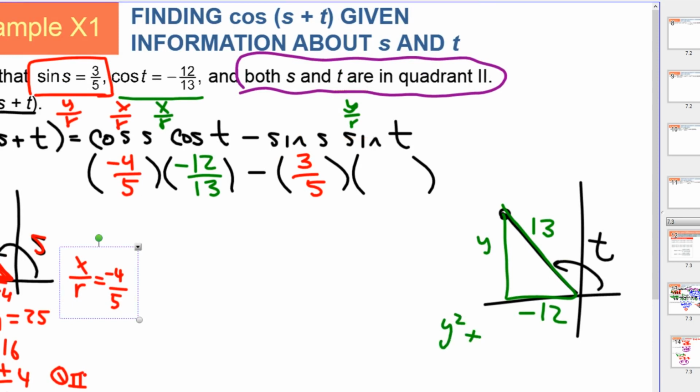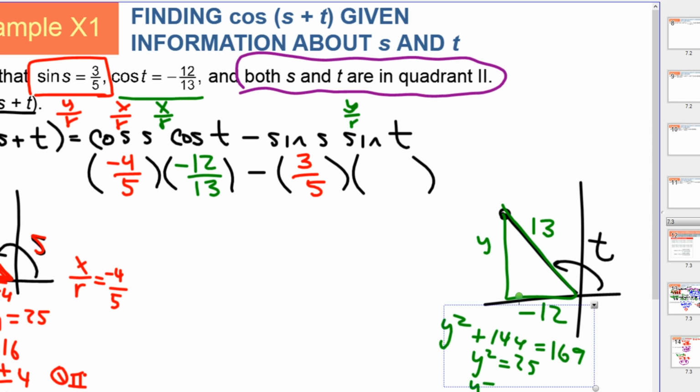Y squared plus x squared. Well, let's go and do that in my head. 12 squared is 144, equals r squared, 13 squared is 169. You subtract that over, y squared equals 25. Square root, plus or minus, going to be plus or minus 5. But we know it's going to be positive 5 because we're in the second quadrant. Y numbers are positive there.